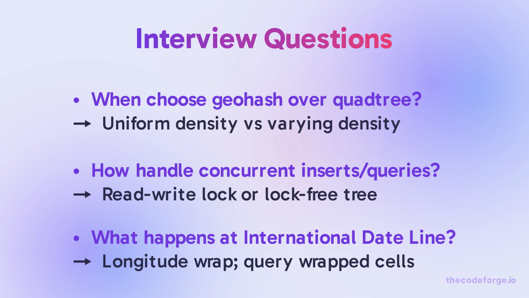Let's run through some common interview questions. When to choose geohash over quadtree: uniform density versus varying density. How to handle concurrent inserts and queries: read-write lock or lock-free tree. What happens at the international dateline: longitude wraps, so query the wrapped cells.